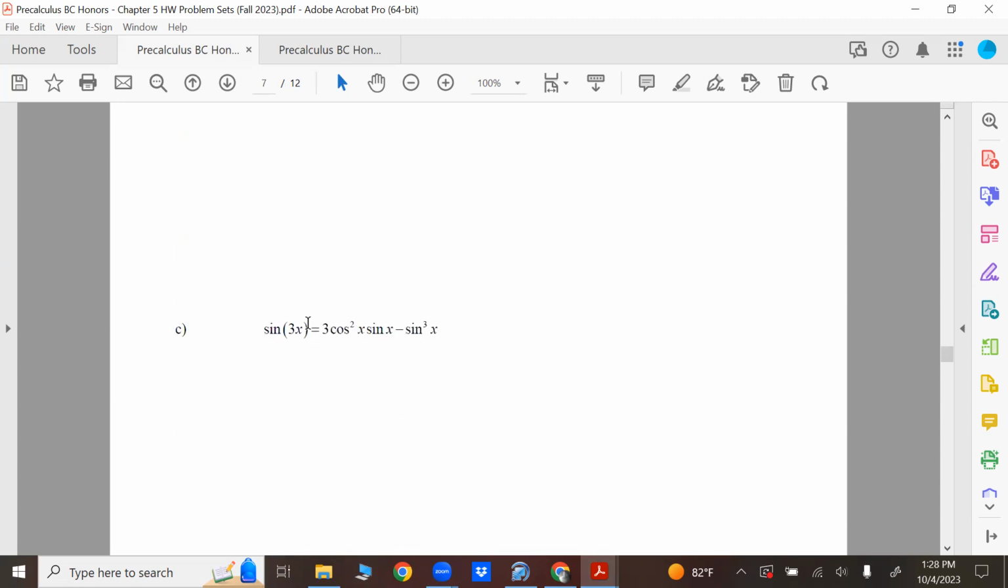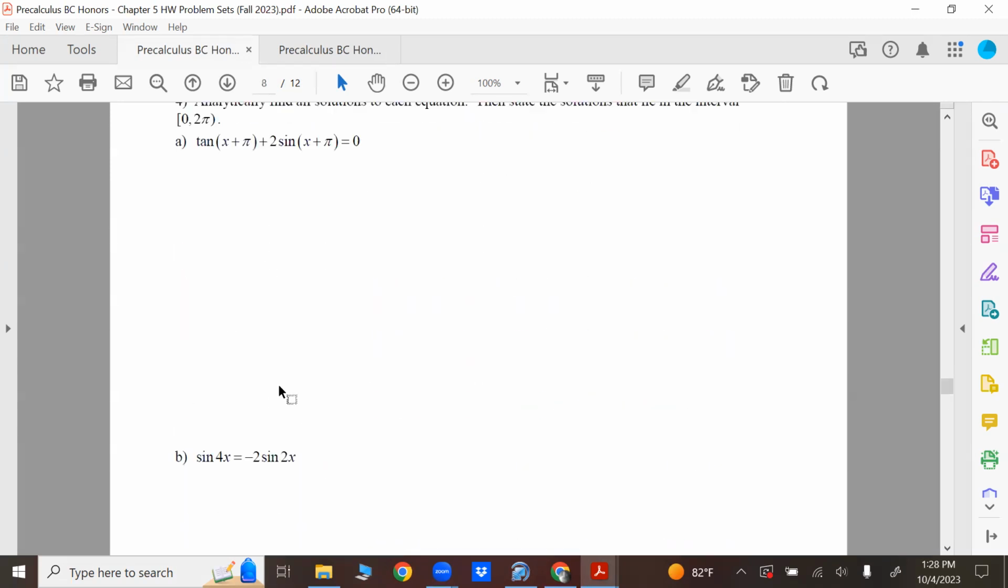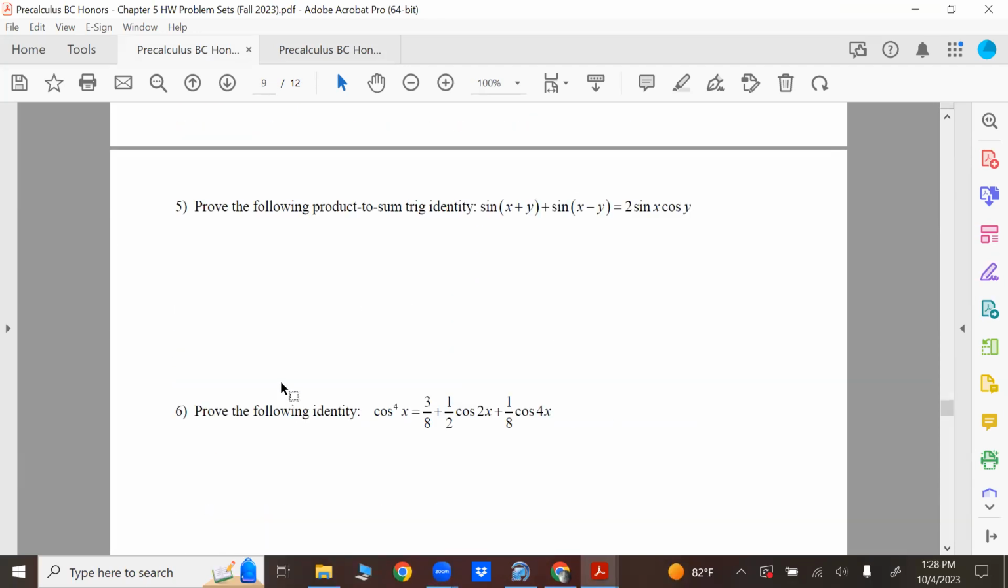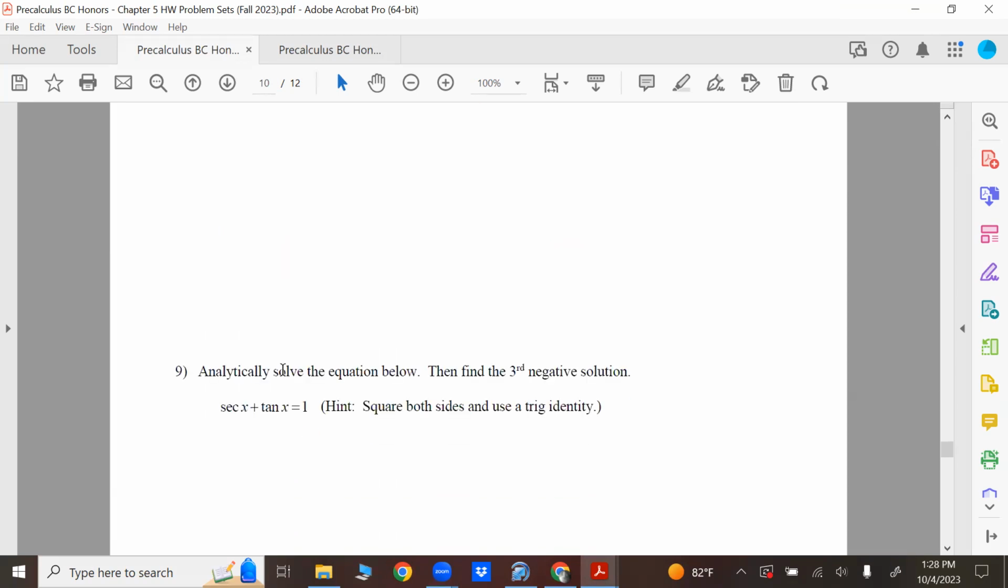This homework 15 handout, you guys should be able to handle all the problems because there's no half angles here. Wait, oh no, you can't because it's a power reducing one. Shoot. Okay, so I'll have to have you guys skip some of these. That's okay. I'll figure it out.